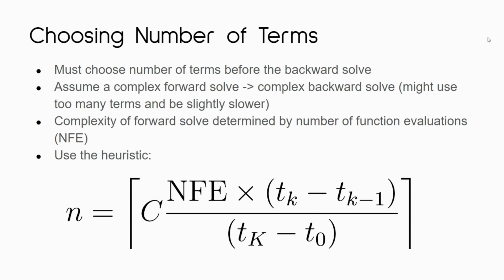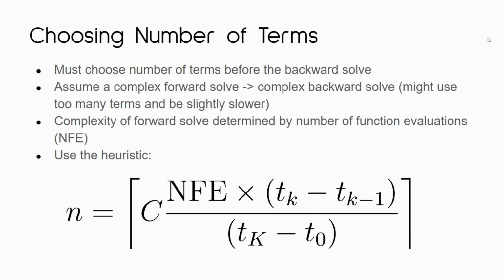So how do we actually choose the number of terms? Because we have to choose these before the backwards solve starts. We make the assumption that a complex forward solve leads to a complex backward solve. This might use too many terms, and it would be slightly slower. However, you would rather use too many terms than not enough.